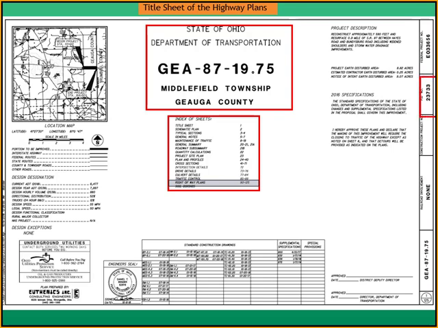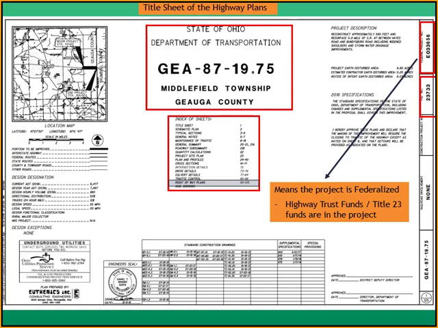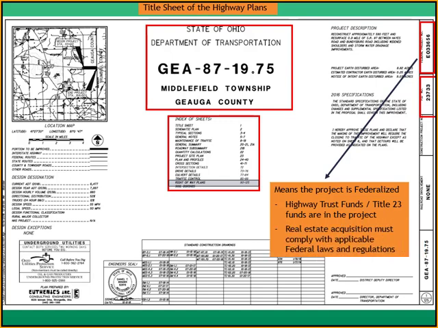To the right, I've outlined the PID, which we've already talked about. And then at the top is the federal number. And what that means is the project's been federalized. It's got a federal number. Highway trust funds or Title 23 funds are used in the project. That means the real estate acquisition must comply with applicable federal laws and regulations, whether there's federal money in real estate or not.